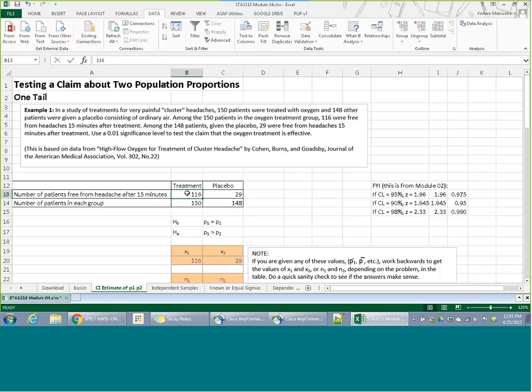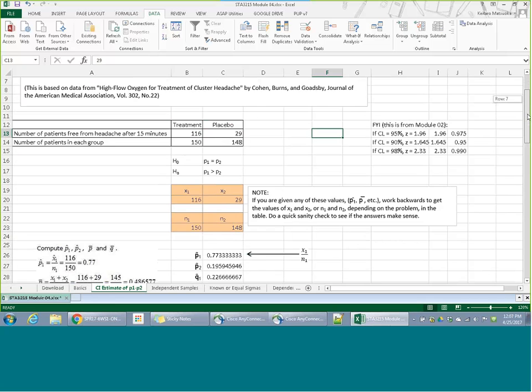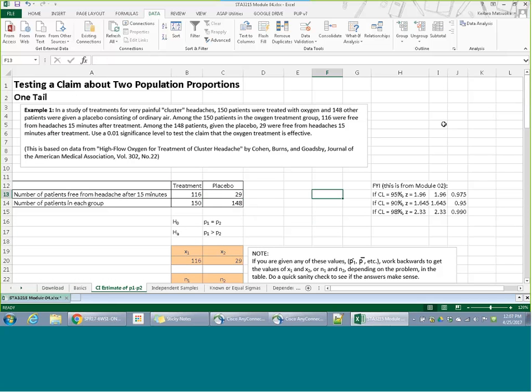Out of 150, 116 were free of headache, and then similar for placebo. All right. So we're saying that the implicit claim is that the oxygen proportion should be bigger than the ordinary air proportion. So if you compare sample 1 and sample 2, the proportion in sample 1 should be bigger because we're saying that oxygen will help with the headache, so more people will be treated, will be free of a headache.